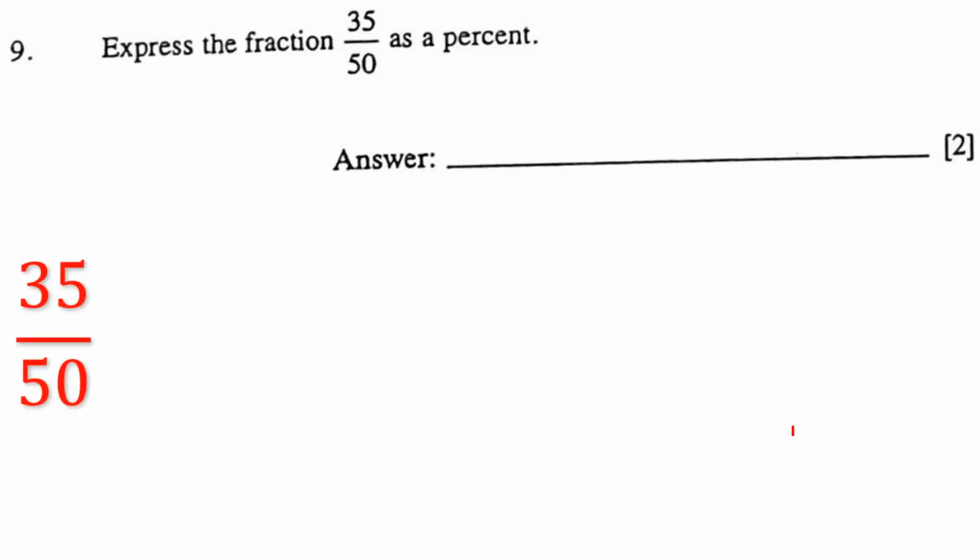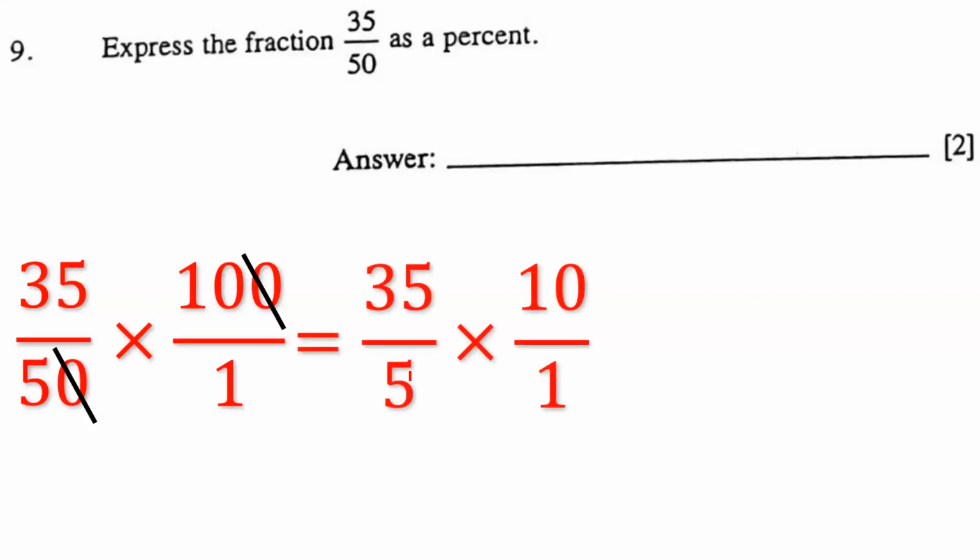Okay, and we have to multiply it by 100. Why are we multiplying by 100? Because we're trying to change 35 over 50 into a percentage. What we can do is we can cancel out the zeros. So this 0 right here can cancel out with the 0 on top. And so we are left with 35 over 5 multiplied by 10 over 1. So let's write that down. So we have 35 over 5 multiplied by 10 over 1.